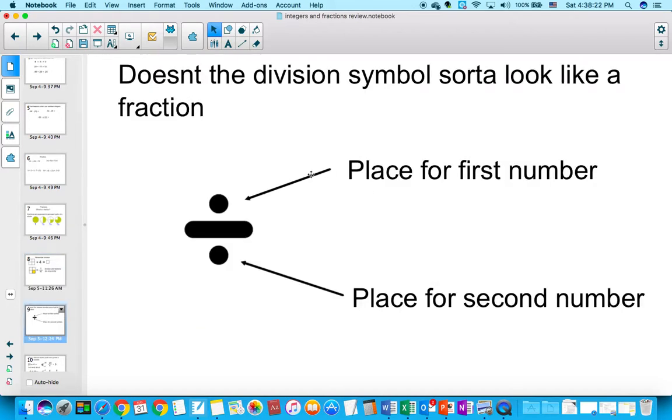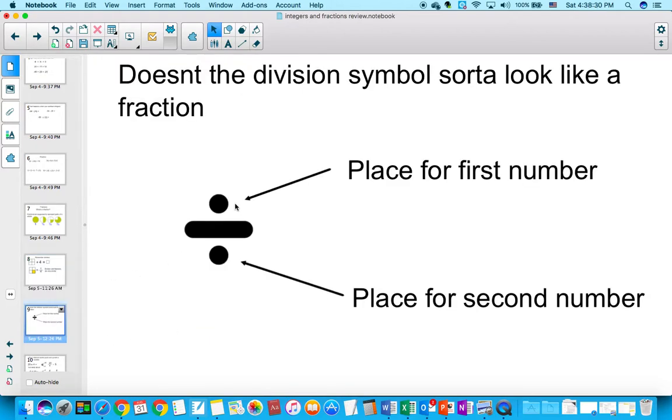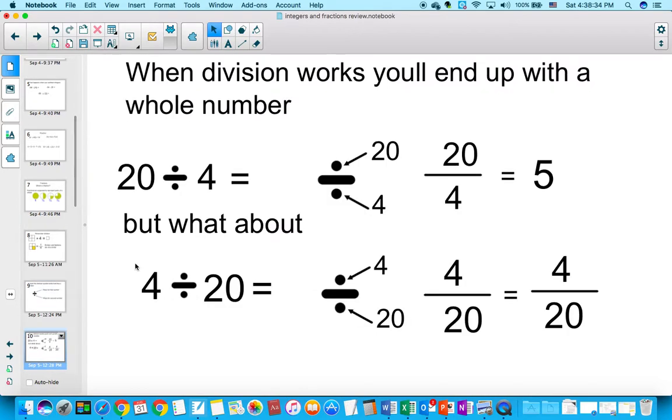The division symbol kind of looks like a fraction, right? You have this line, just like that, and you have a number here and a number here. You have this line and a blank for a number here and a blank for a number here. Well, let's take a look. Division and fractions are the exact same. 20 divided by 4. Well, let's take the 20 and move it into there, and take the 4 and move it into there, just like this. 20 divided by 4, or 20 over 4, like in this fraction, is 5.